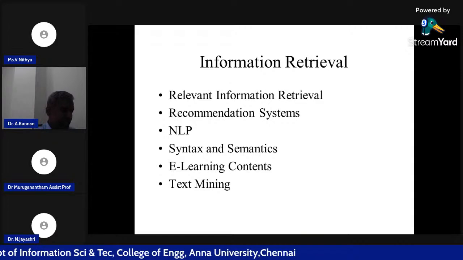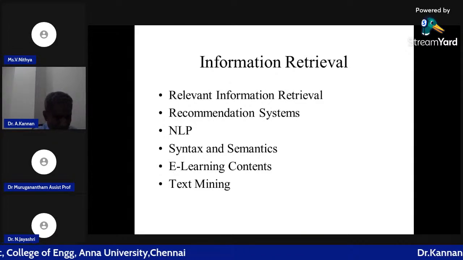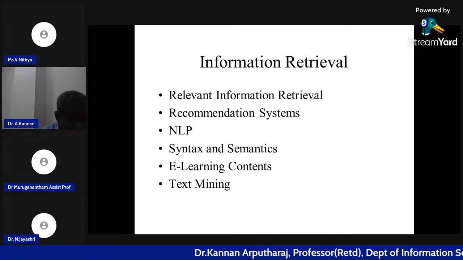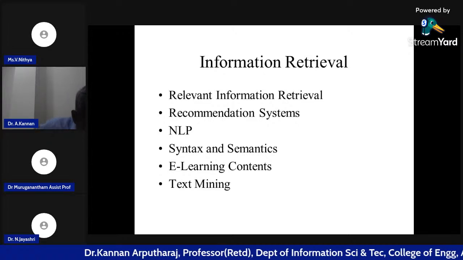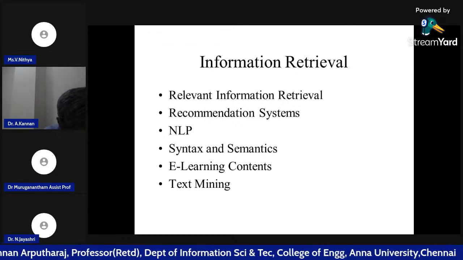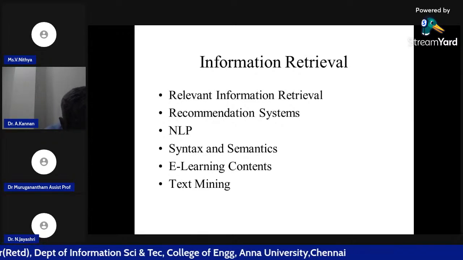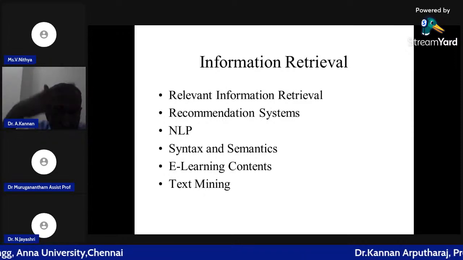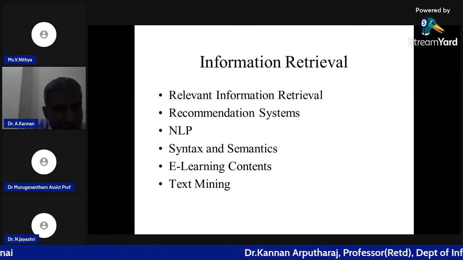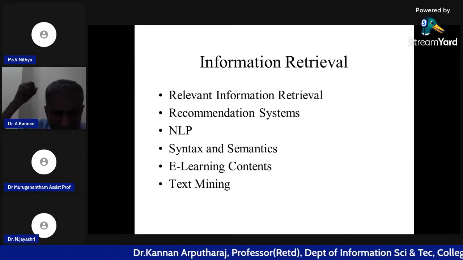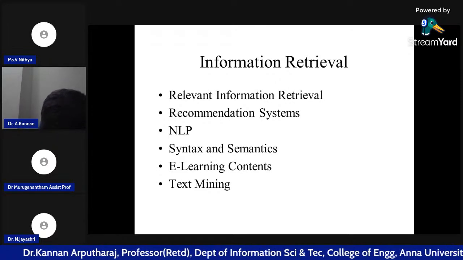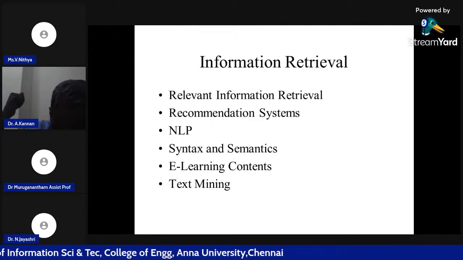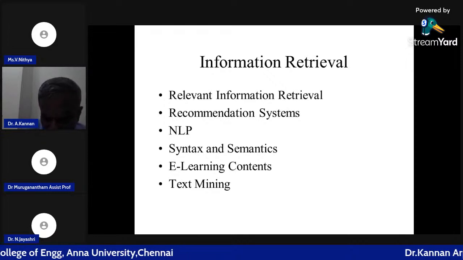Natural language processing is mainly dealing with syntax and semantics. If you take 2 and 2 makes 4, it is syntactically correct and semantically correct. 2 and 2 makes 5 is syntactically correct but semantically wrong. Syntax analysis and semantic analysis both should be done if you want to make a good decision based on text mining. So e-learning contents are provided based on syntax analysis, semantic analysis, morphological analysis, pragmatic analysis, anaphora resolution, like that. So many phases are available in natural language processing.